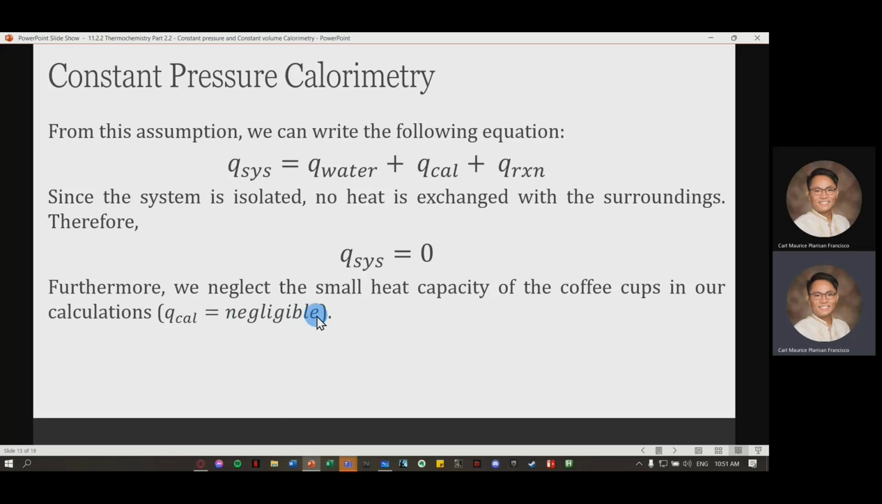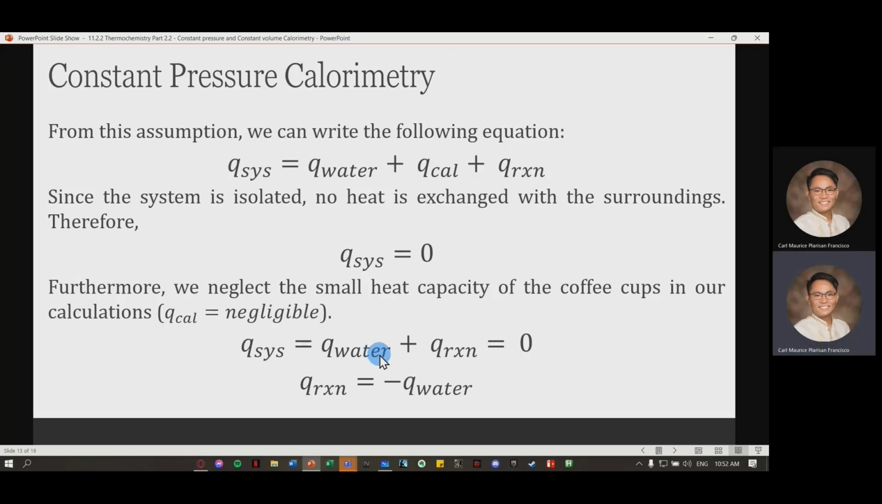Furthermore, we also neglect the small heat capacity of the coffee cups or the constant pressure calorimeter in our calculation. So QCal is negligible. Okay, so ibig sabihin na negligible, hindi natin siya isasama sa calculation kasi sobrang liit. That means we have this one. Q system, i-omit lang natin itong QCal. We have Q water, heat of water, plus heat of reaction. So magiging ganito lang. Kasi nga, negligible itong QCal, tatanggalin natin. So from these three factors, we now have two factors.